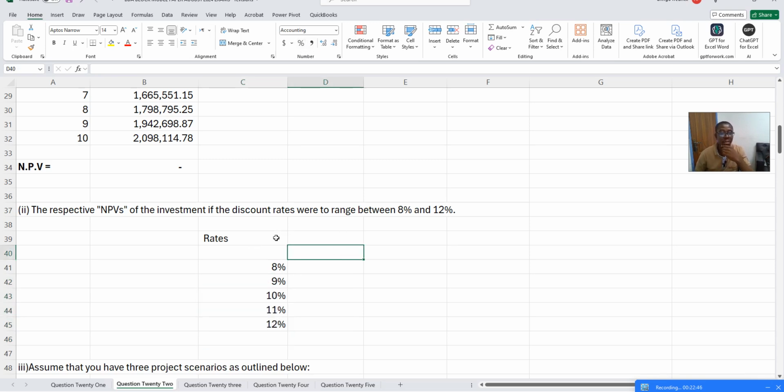Remember the concept of data table. Our variable is only 1 here. So if a variable is 1, all I'll be required simply to do is to use what? One-way data table. So my one-way data table will require me to put my original value of NPV. My original value of NPV here, we had 0. So make sure that you copy the formula, what you had computed. That will be our original value of our NPV.